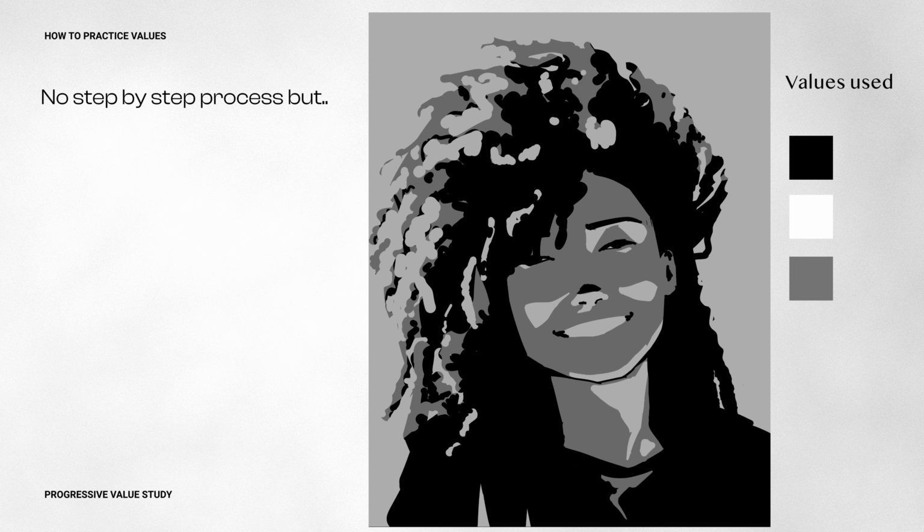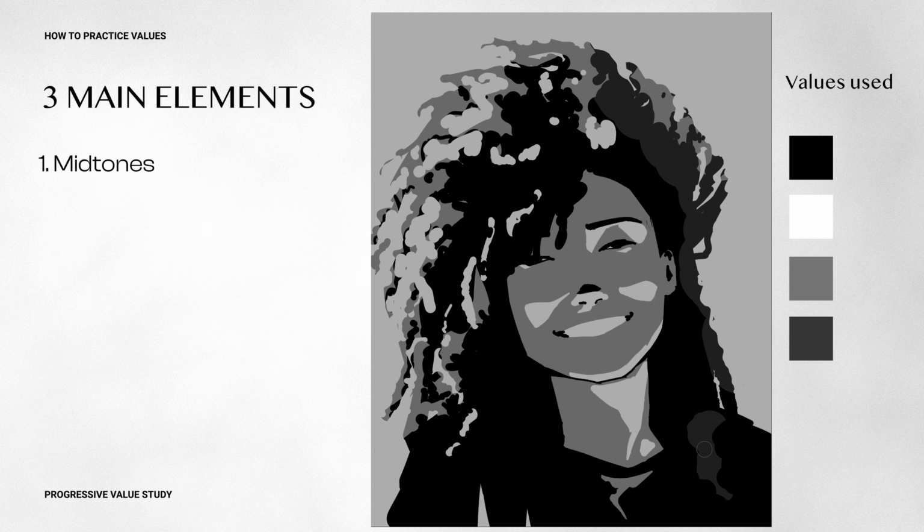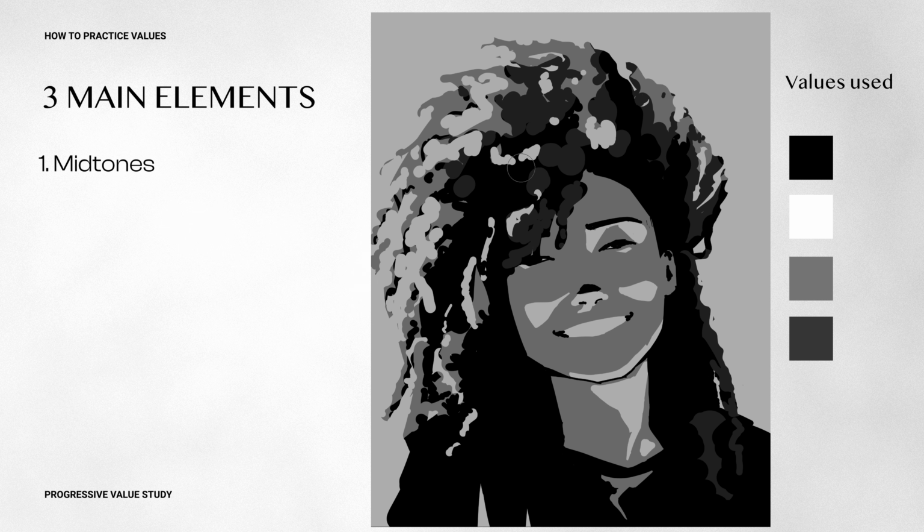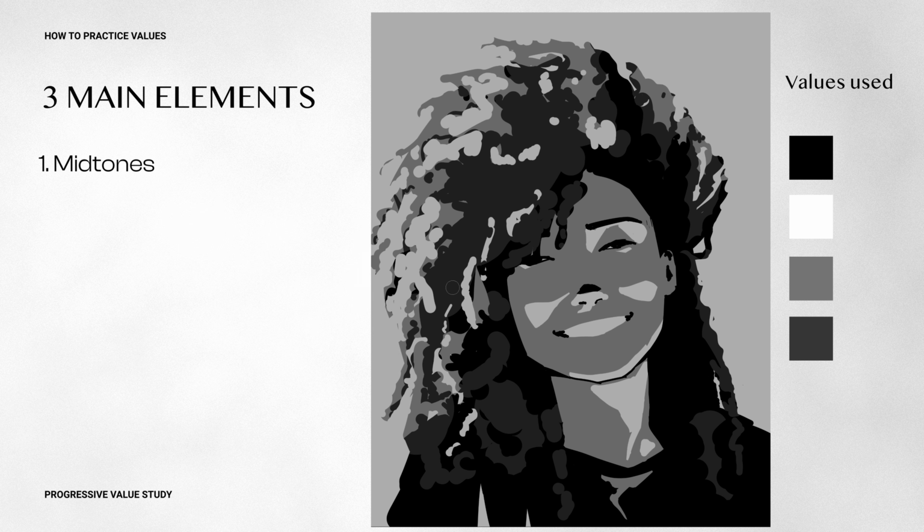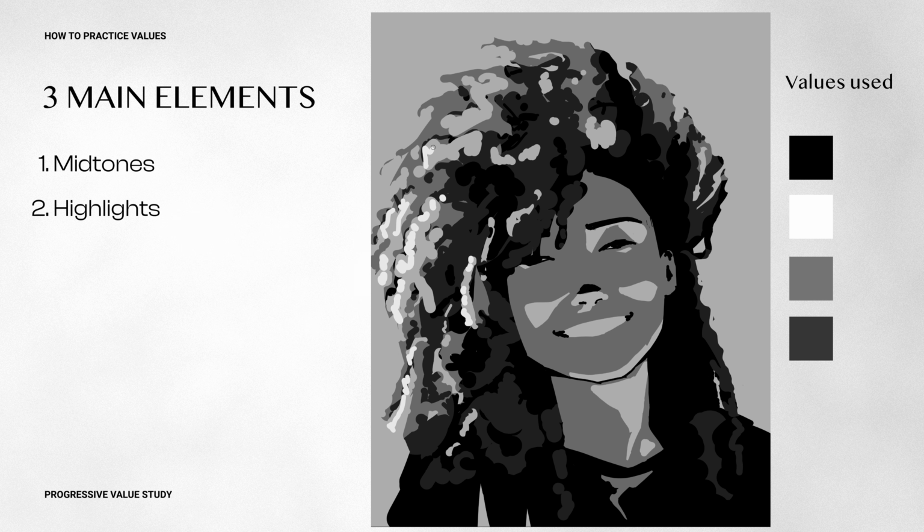In this study, there is no strict step-by-step process, but there are three main elements I focused on adding. This is not in order, but the first one is the midtones. I'm adding midtones to her hair to give it more depth and volume. Next, I add the highlights or lighter values to further indicate where the light source hits.